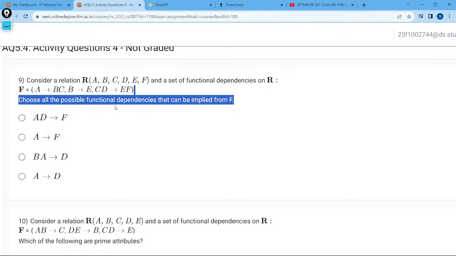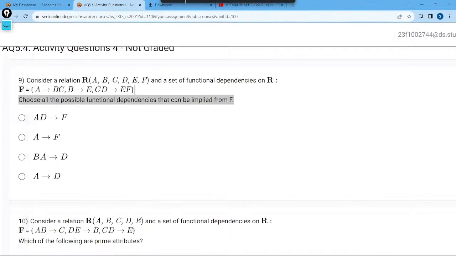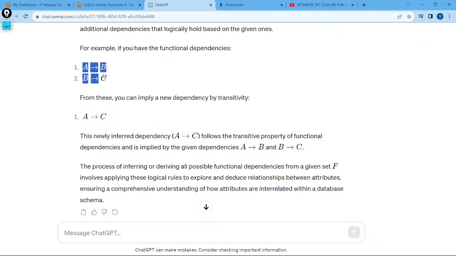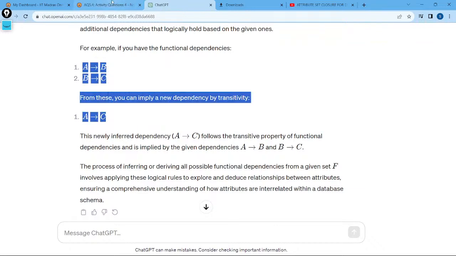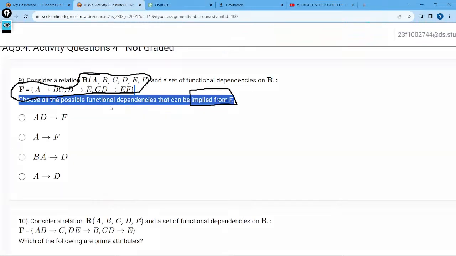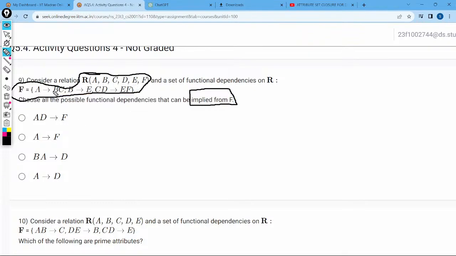That can be implied. Okay, so basically, are they in this form or not? You know, if A implies B, B arrow C, then A arrow C. This is what they are saying. So A arrow B C, meaning A arrow B and B.